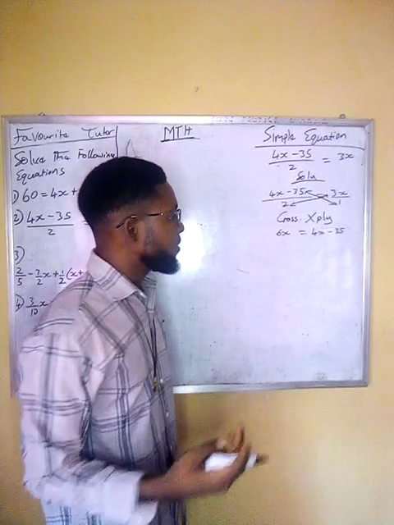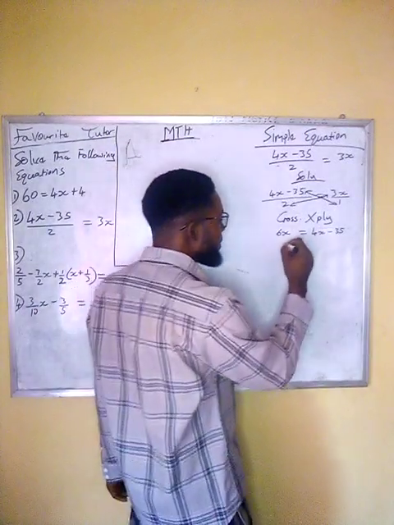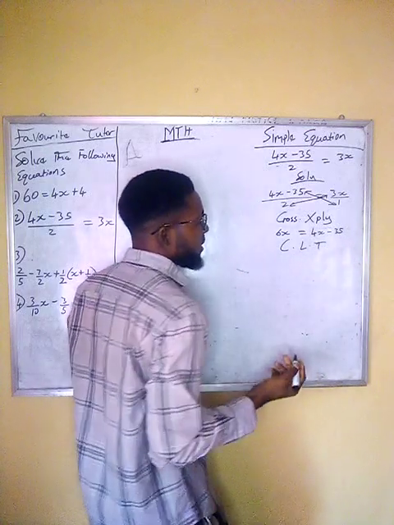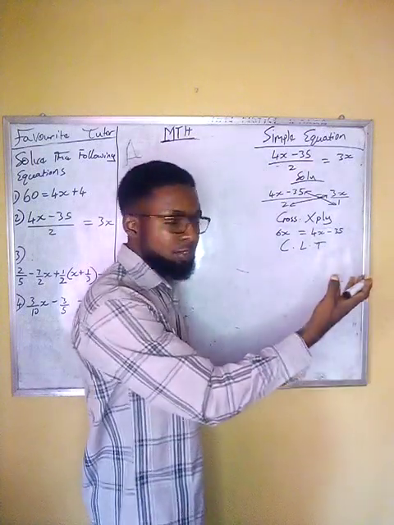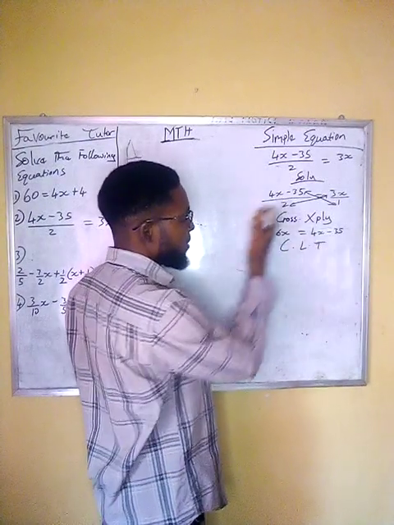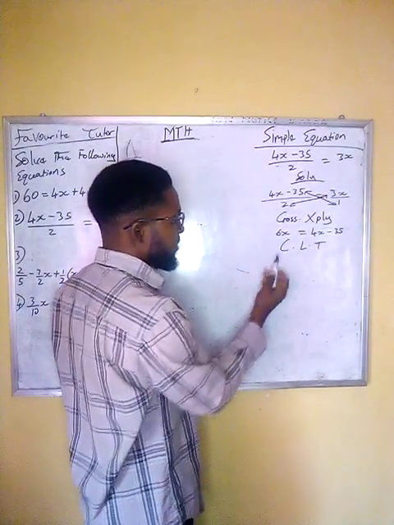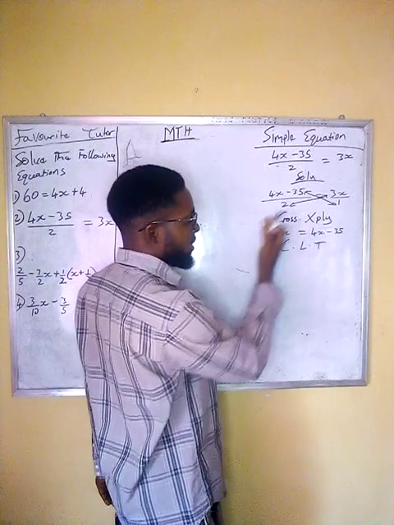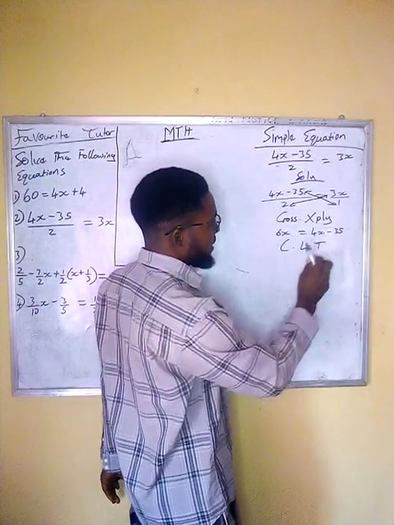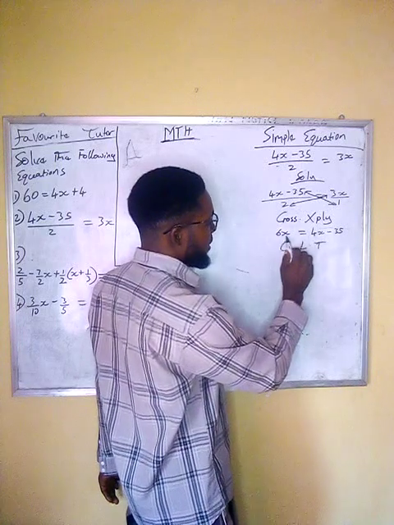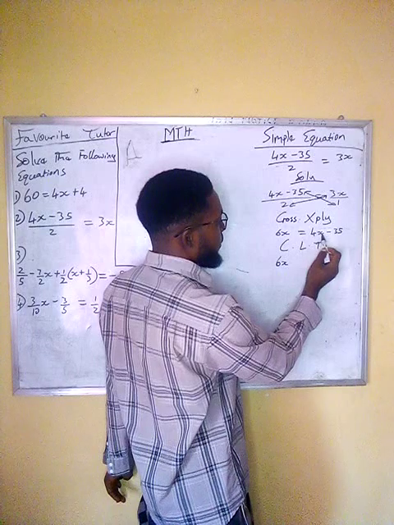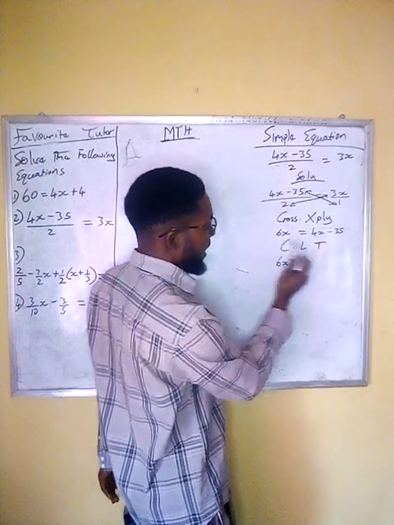So therefore, we now do what? Collect like terms. Now the idea of collecting like terms: the terms that have the variable x, we take to one side, while the ones that don't have x, we take to the other side. So therefore, this is 6x. This is 4x. So we take it to this other side.